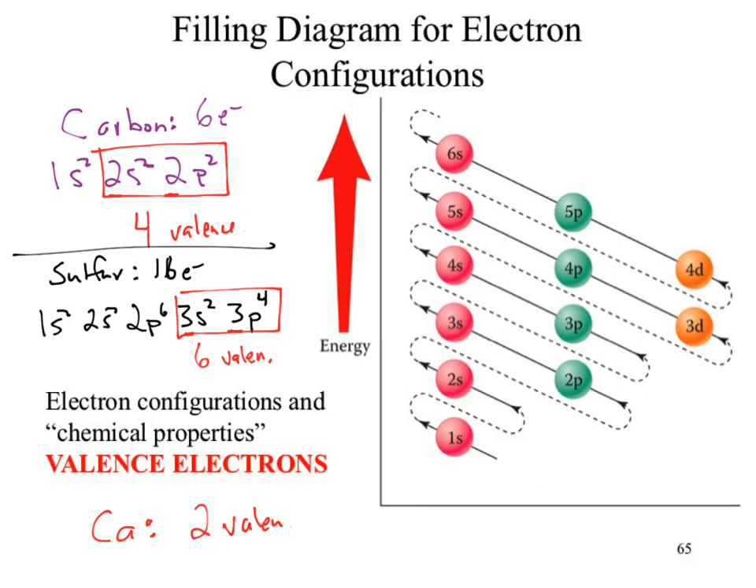Sulfur. We find sulfur. Which column is it in? 16. The 16th column. I can ignore my 10 transition elements. And how many valence electrons does it have? 6. No electron configurations. Right?